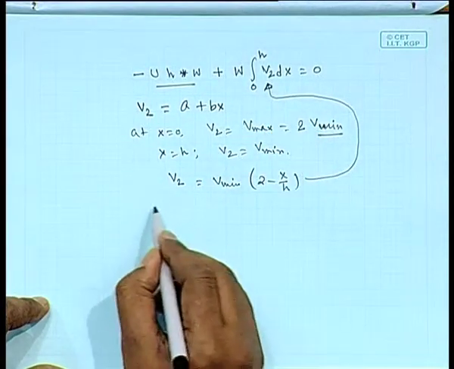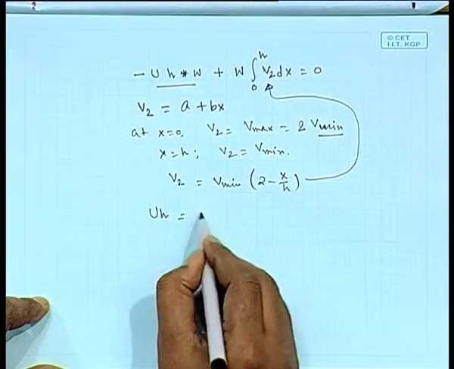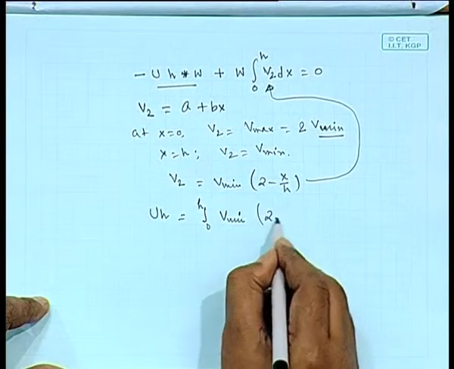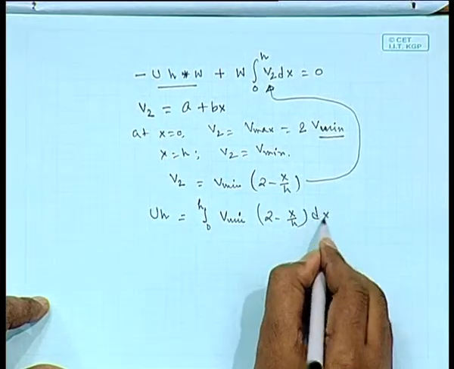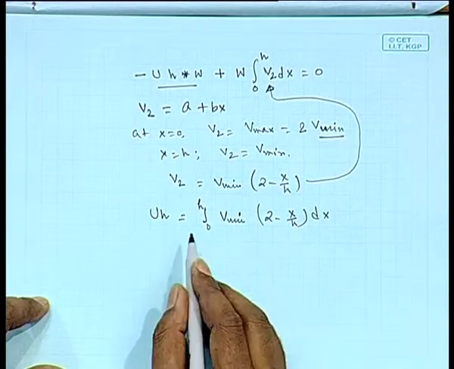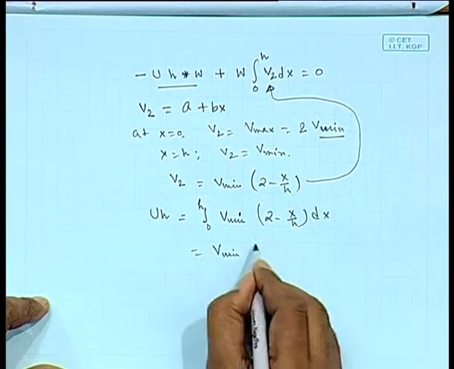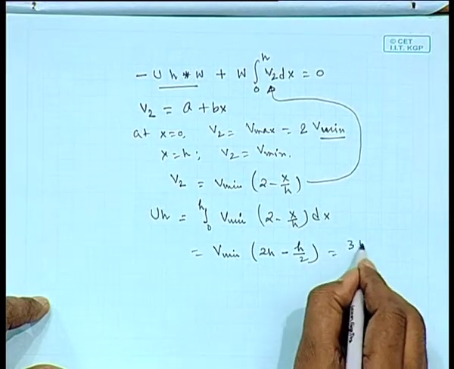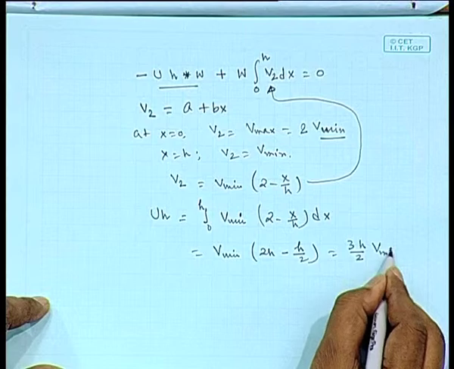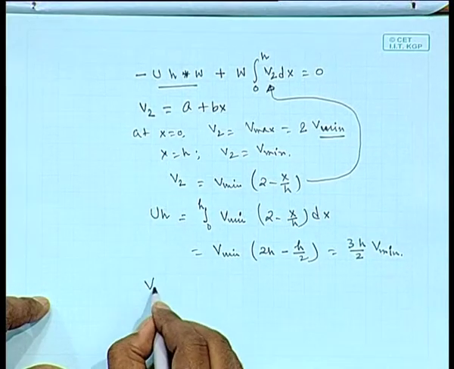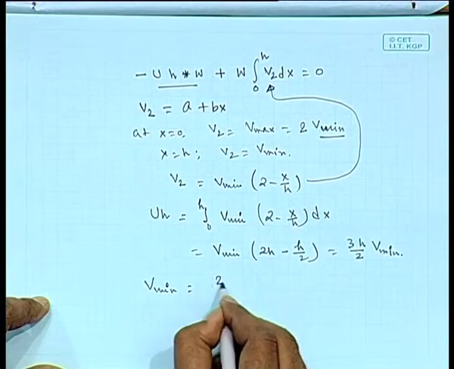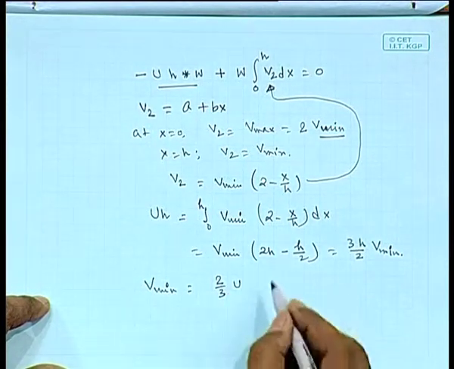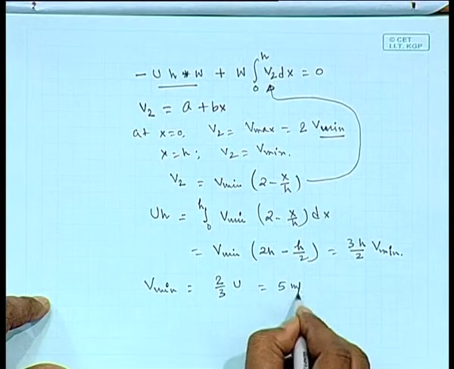If you do that, you get the integral from 0 to h of V min times 2 minus x by h dx. So, this will be V minimum times 2h minus h by 2, or 3h by 2 times V minimum. So, V minimum will be nothing but 2 by 3 u. Since u is given as 7.5, V minimum will be 5 meter per second.